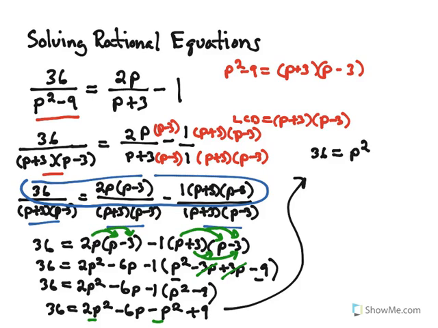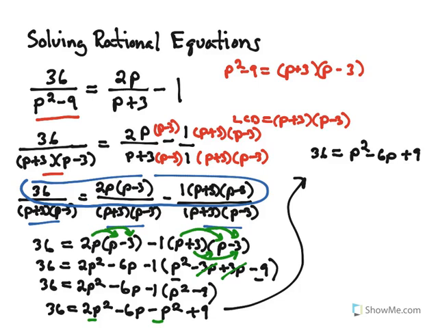All right, and then minus 6p, and then plus 9. Okay, so we're in good shape. We're almost there. All right. Notice that this is a polynomial. It's turning into a trinomial.